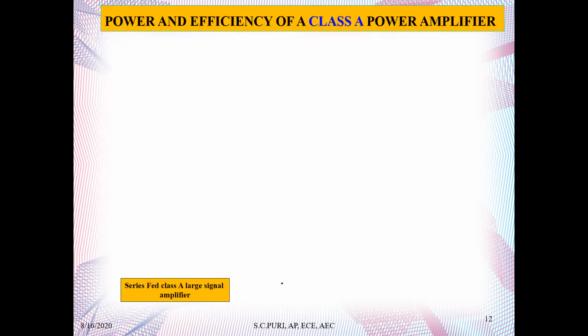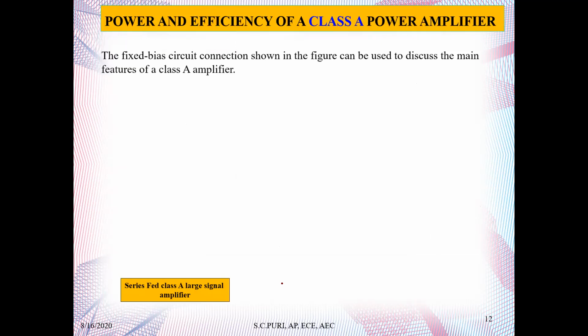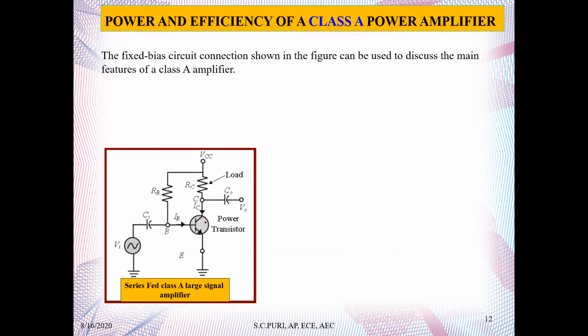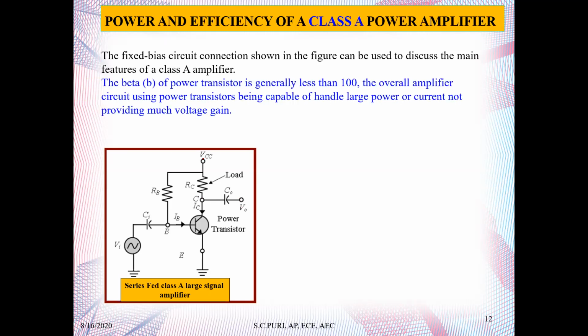Now, power and efficiency of a class A power amplifier. The fixed bias circuit connection shown in the figure can be used to discuss the main feature of a class A amplifier. As you can see here, it is a fixed bias circuit. You can see here E, B, C; this is the input, and we are taking the output across here, V0, and this is the VCC. The beta of a power transistor is generally less than 100. The overall amplifier circuit, using a power transistor, is capable of handling large power or current, but not providing much voltage gain.